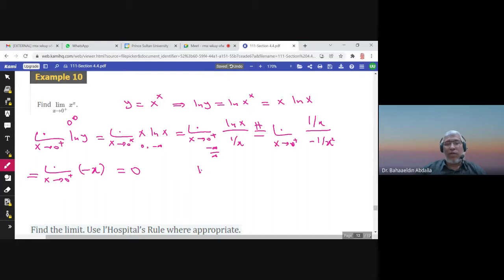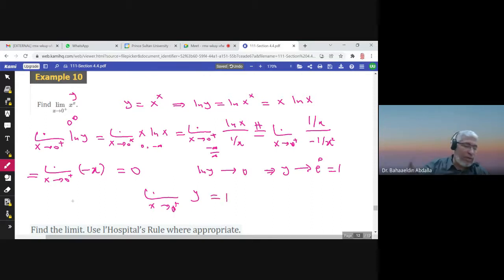So ln y goes to 0, means y goes to e to the power 0, which is 1. So if this is y, then limit y when x approaches 0 from the right is 1.